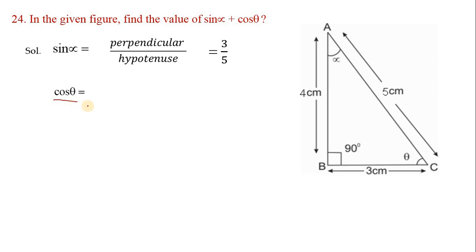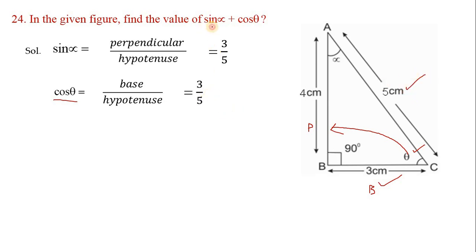Now what is the reference angle? Theta. This one. Its opposite side is this. Now this is the perpendicular and this is the base. Now the cos ratio is base by hypotenuse. So the base is this, the hypotenuse is this. So 3 by 5.